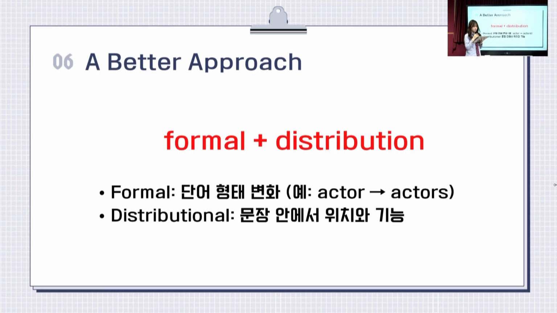A far better approach is to define nouns using formal and distributional criteria instead of meaning. Formal criteria focus on word forms. For example, actor is actors, man is not mans. Distributional criteria look at where a word appears in a sentence and how it behaves in grammatical patterns. So the key idea is: define nouns by form and function, not just meaning.